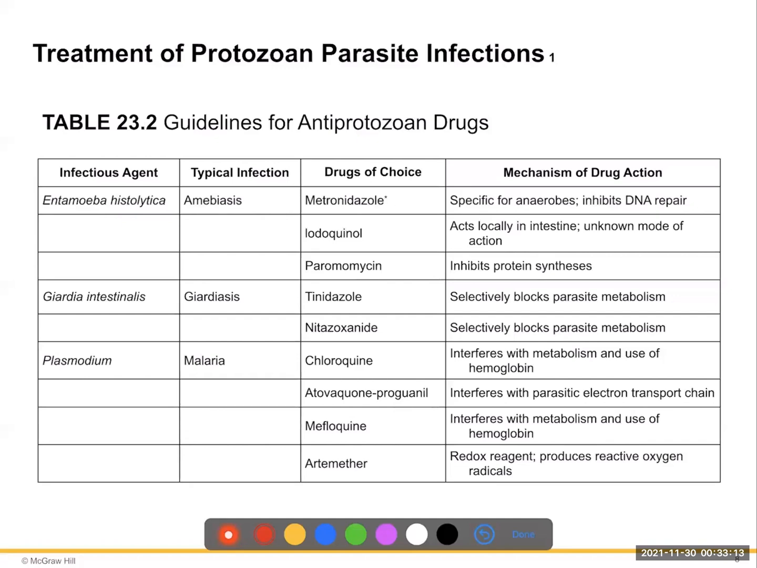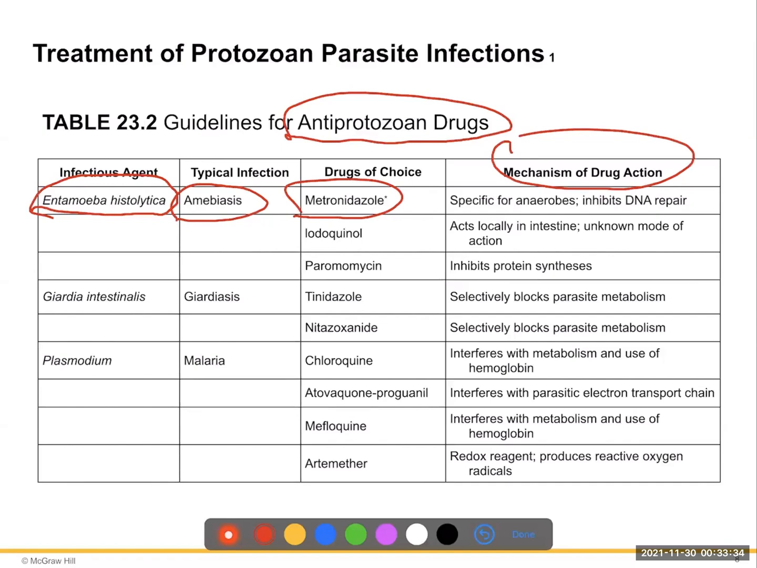This is a guideline for the anti-protozoan drugs we use to treat them, with the different infectious agents. Entamoeba histolytica, amoebiasis, is your typical infection. Metronidazole is the drug of choice for treating that. And this is what the drug does: it's specific for the anaerobes and inhibits DNA repair.